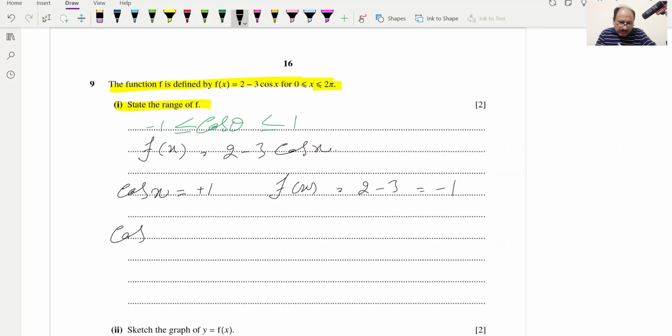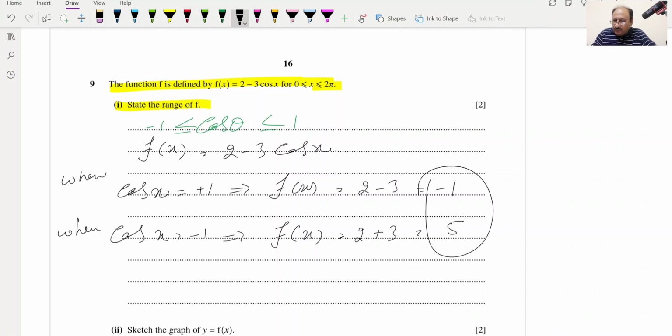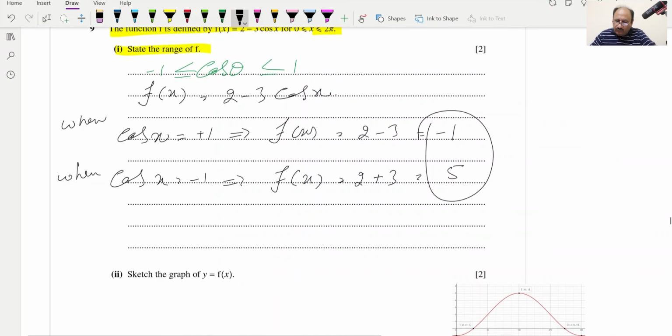And when cos x is equal to -1, our f of x will be equal to 2 plus 3, and this will be equal to 5. So it's varying from -1 to 5. So we can write the range for f of x as greater than or equal to -1 and less than or equal to 5, within these two values.